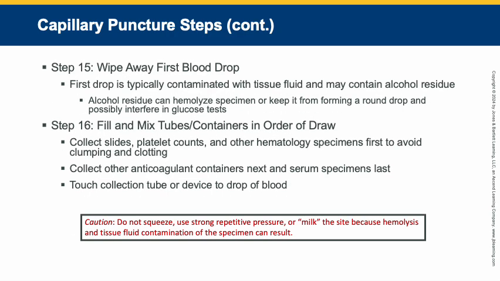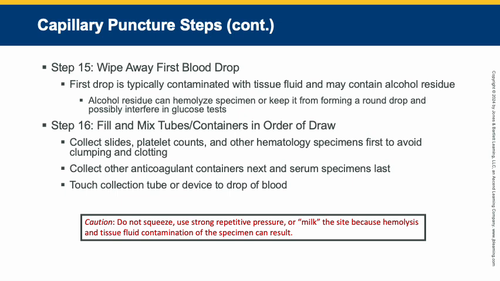Step number 15, wipe away the first drop of blood with a clean gauze pad. The first drop is typically contaminated with excess tissue fluid and may contain alcohol residue that can hemolyze the specimen or keep the blood from forming a well-rounded drop. In addition, there have been reports of alcohol contamination causing errors in blood glucose testing. However, some point-of-care testing instruments may allow use of the first drop, so follow the device manufacturer's instructions.